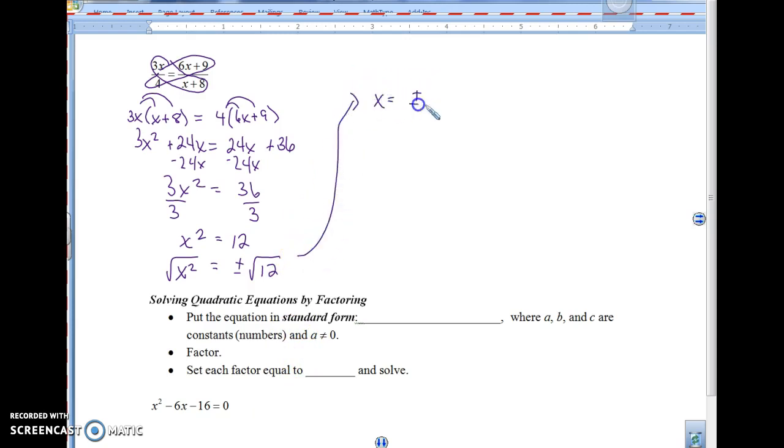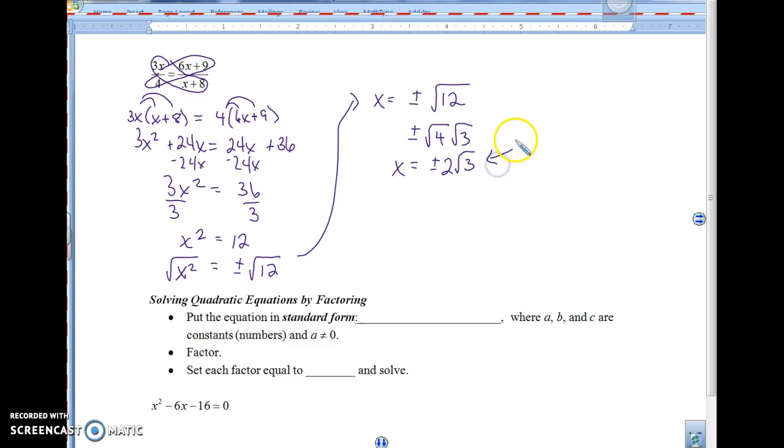All right, now, is this in simplest radical form? That may be asked for. So we want to see if we remember how to break down a square root of 12. So what perfect square goes into 12? Well, 4 does. This is going to be plus or minus the square root of 4 times 3, which gives me 12. 4 is a perfect square. What is the square root of 4? It's 2. So x is actually going to be plus or minus 2 times the square root of 3.